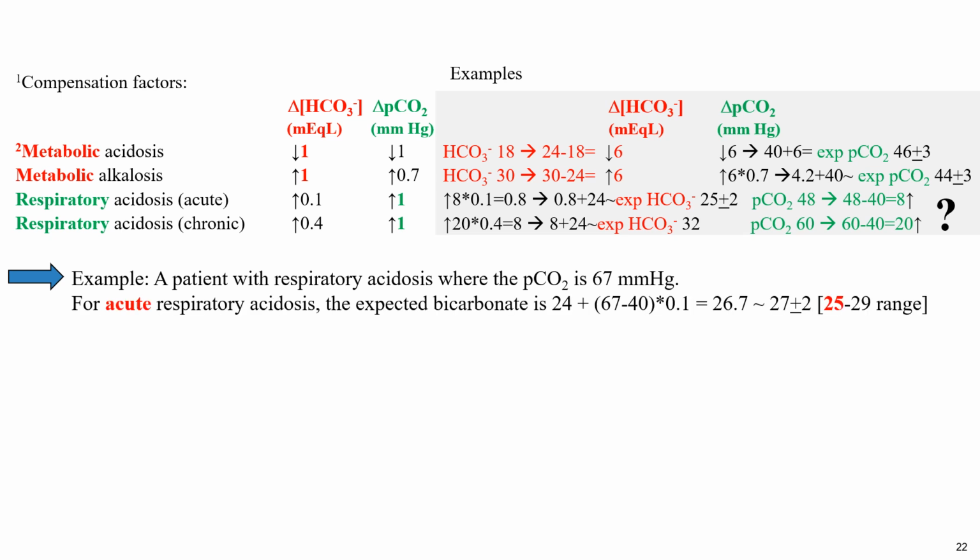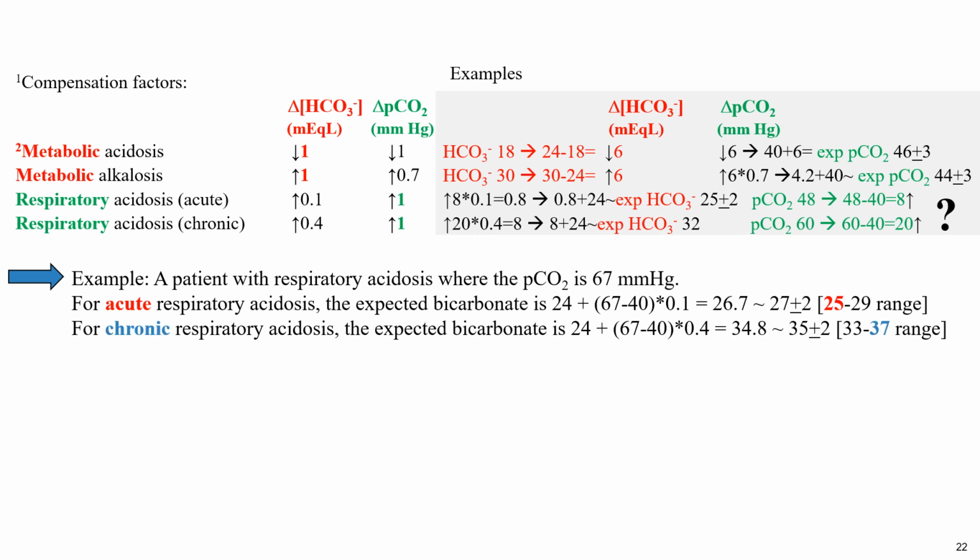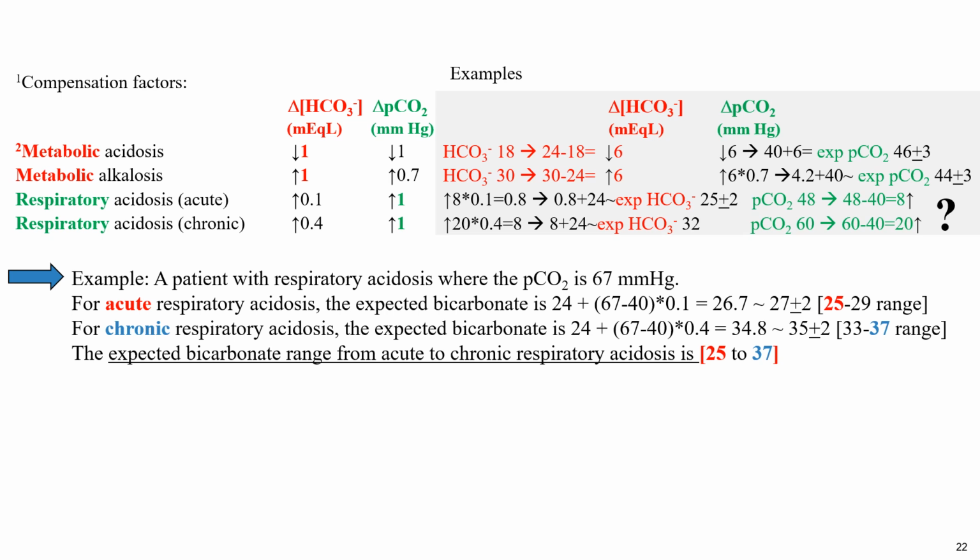For acute respiratory acidosis, the expected bicarbonate is 24 plus the quantity 67 minus 40 times 0.1, which is equal to the range of 25 to 29. For chronic respiratory acidosis, the expected bicarbonate is 24 plus the quantity 67 minus 40 times 0.4, which is equal to a range of 33 to 37. The expected bicarbonate range from acute to chronic respiratory acidosis is therefore 25 to 37.